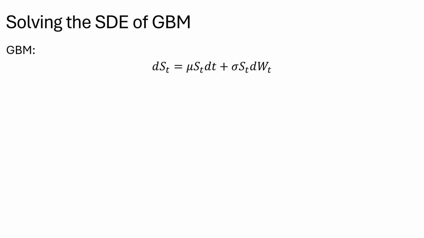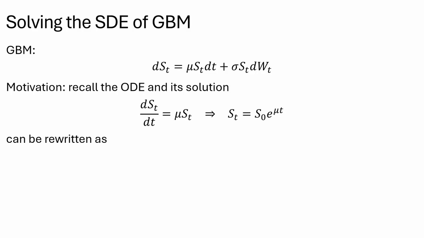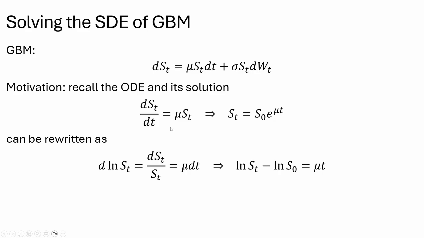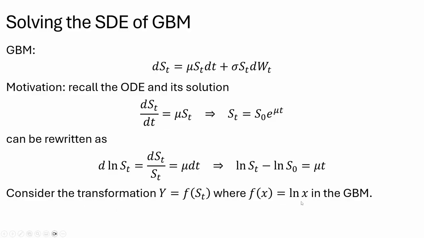To do so, we need to select a transformation. For that, let's recall the deterministic case, the ODE, and its solution. The ODE can be solved using separation of variables, namely moving S and dS to one side and dt to another side. So the ODE reads dS_t over S_t, which is of course d of the natural log of S_t, equals mu dt. Integrating both sides, we get the natural log of S_t minus the natural log of S_0 equals mu t. And hence we consider the natural log transformation and apply the Ito's lemma to the natural log of S_t.